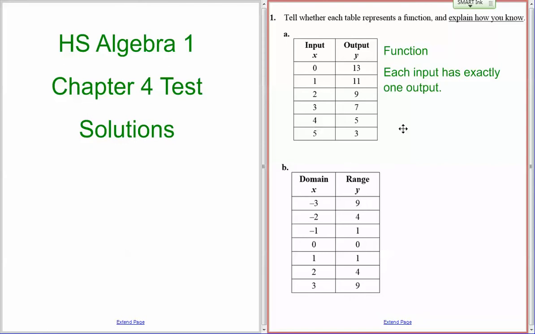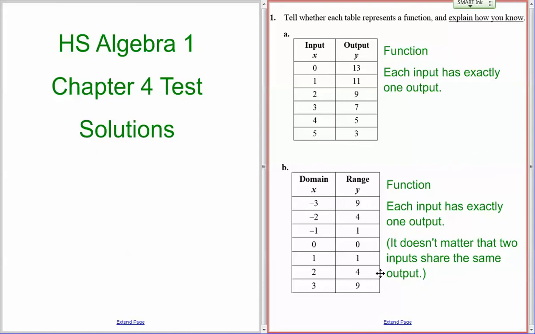Same thing with this one. It's a little bit tougher, but it is a function. Each input has exactly one output. Every time I enter in -3, I'm going to get 9. Every time I enter in 0, I'm going to get 0. And every time I enter in 2, I'm going to get 4. It does not matter that two inputs share the same output. It does not matter that both -3 and 3 give us 9.